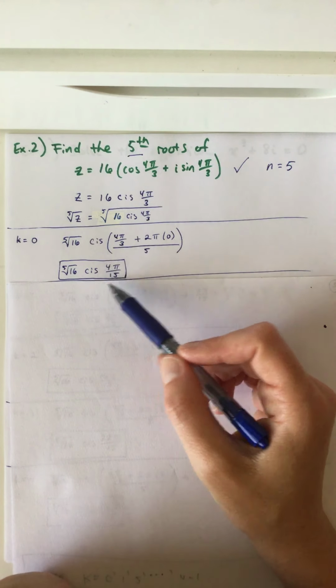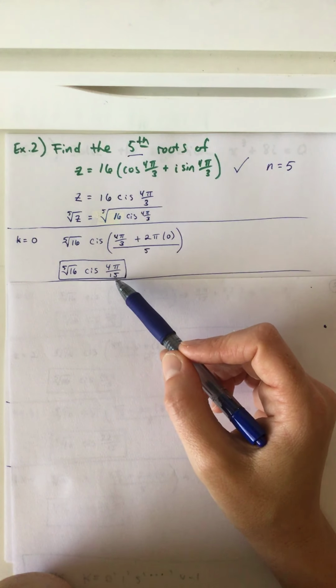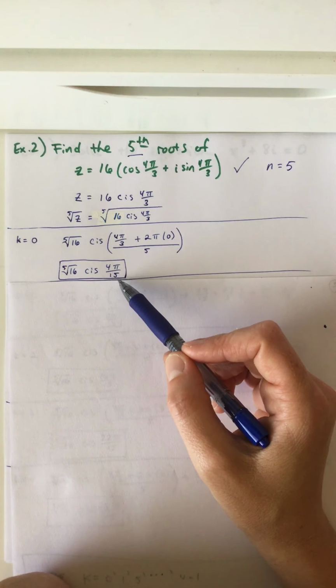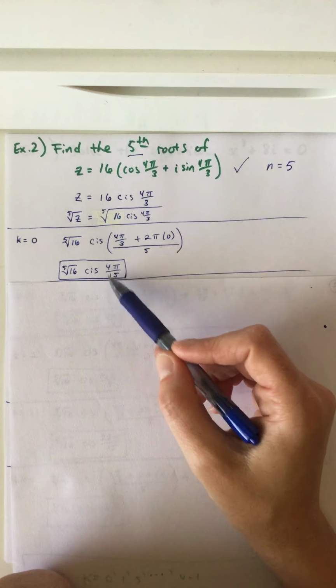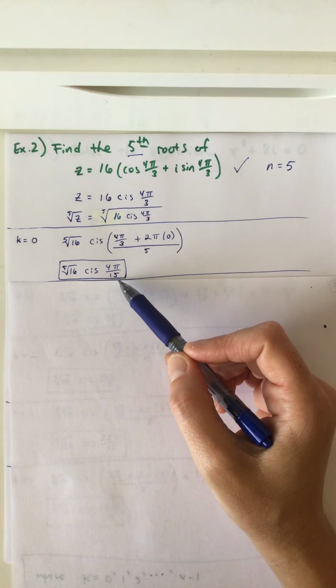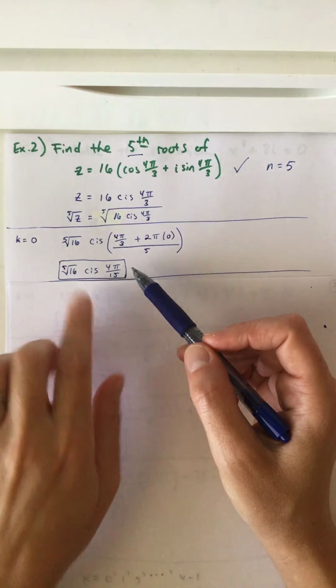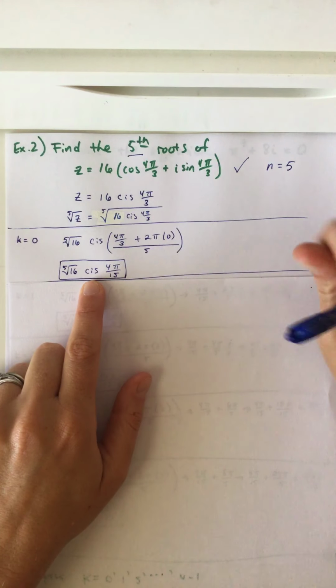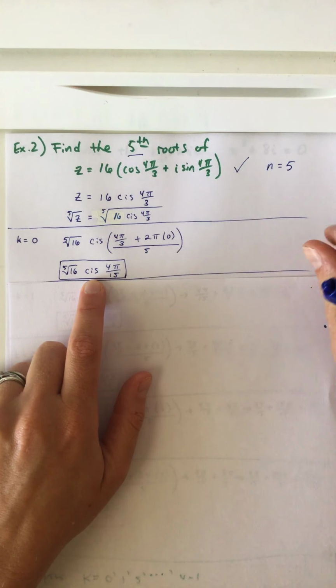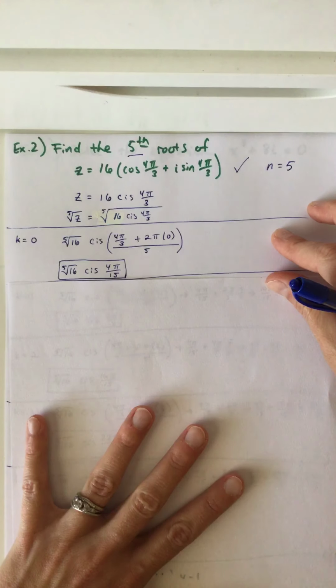In this example, 4 pi over 15 isn't one of those nice numbers that falls on the unit circle where we can easily evaluate the cosine and the sine of 4 pi over 15. So in a problem like this, I want you to just go ahead and leave it in trigonometric form. You don't have to worry about converting it back to standard form.